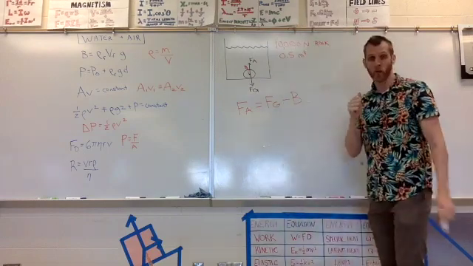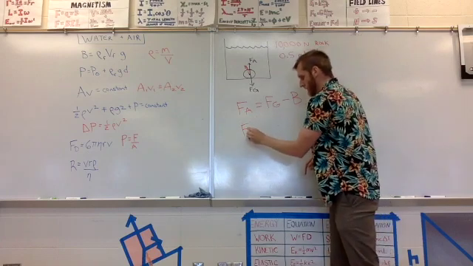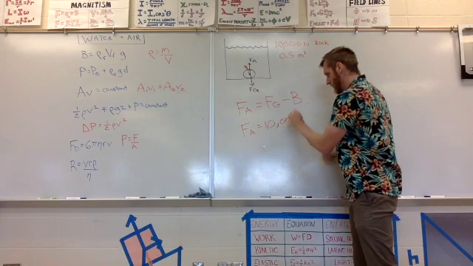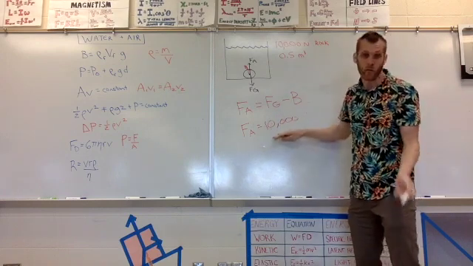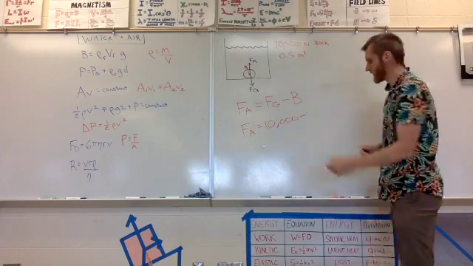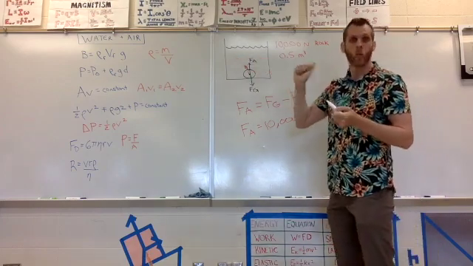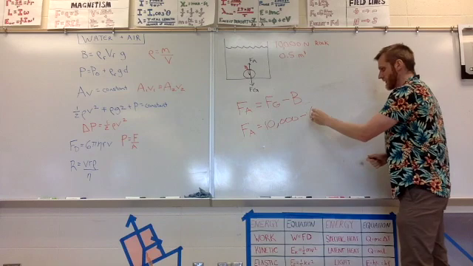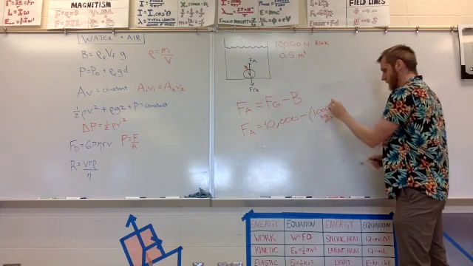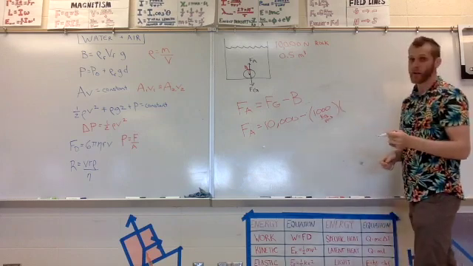So let's figure out what these numbers are. My applied force is what we're looking for. That equals gravity, which is 10,000 newtons. If there's no buoyancy force, that's how much force I would need, minus my buoyancy force. Well, how do I find my buoyancy force? I need to know the density of the fluid that it's in, water, which is 1,000 kilograms per cubic meter, times the volume of water displaced.